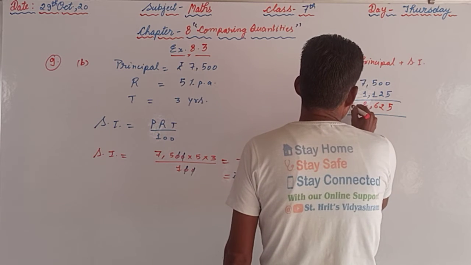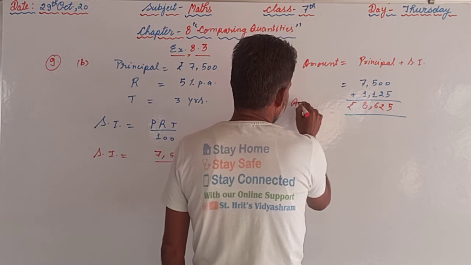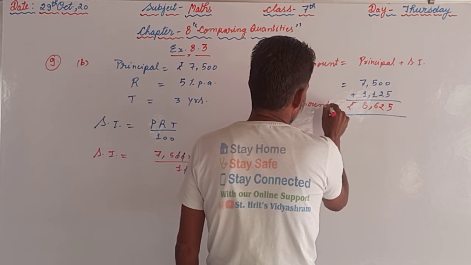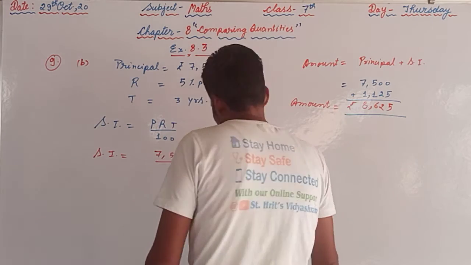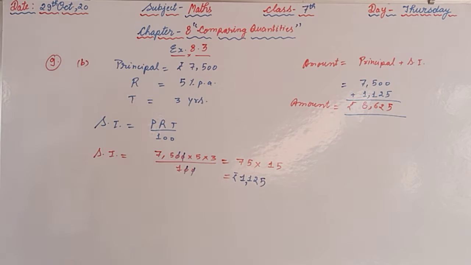So that will be the amount. 8,625 will be the amount which we have to pay if we have borrowed rupees 7,500 at the rate of 5% per annum for 3 years. After this, we are supposed to discuss question number 10.